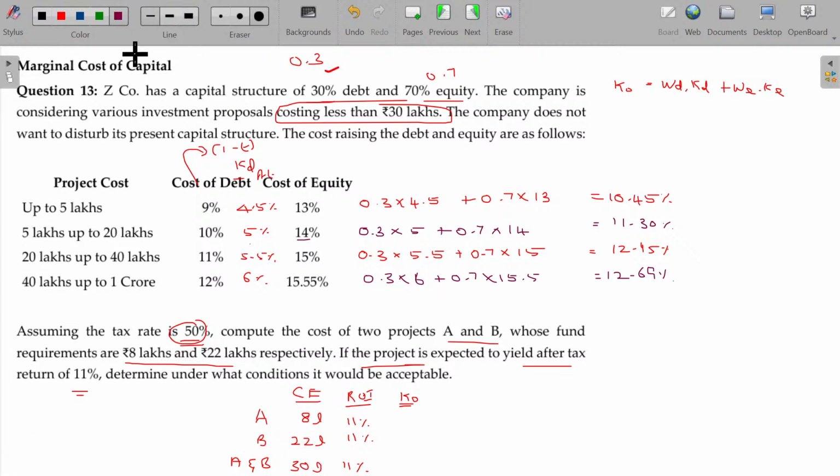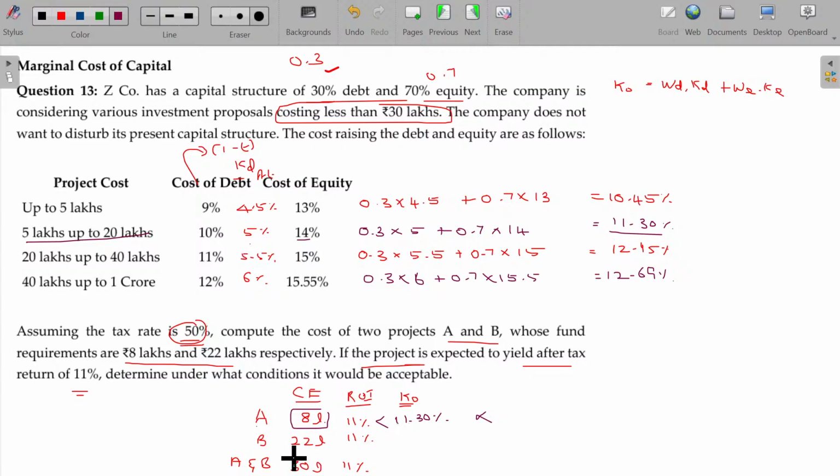Now, what happens if I want to accept A? I need 8 lakhs rupees. To raise 8 lakhs rupees, I fall under this option where my cost is 11.30. So ROI is lower than the KO. Our cost is 11.3 and ROI is only 11. Not advisable to invest here.